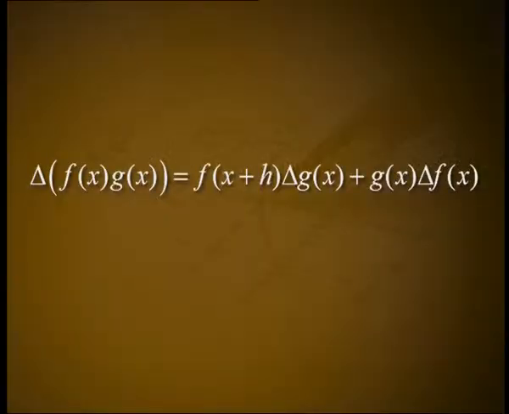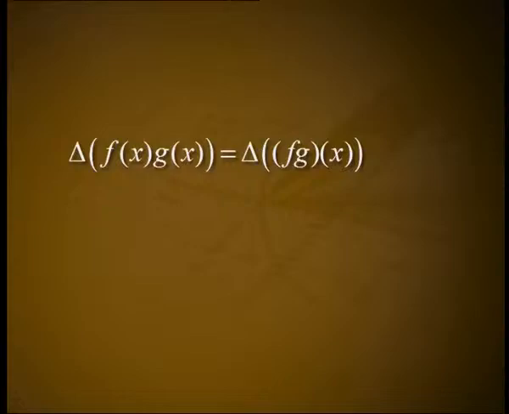Number 4. Forward difference of the product of two functions is given by Δ[f(x)·g(x)] = f(x+h)·Δg(x) + g(x)·Δf(x).